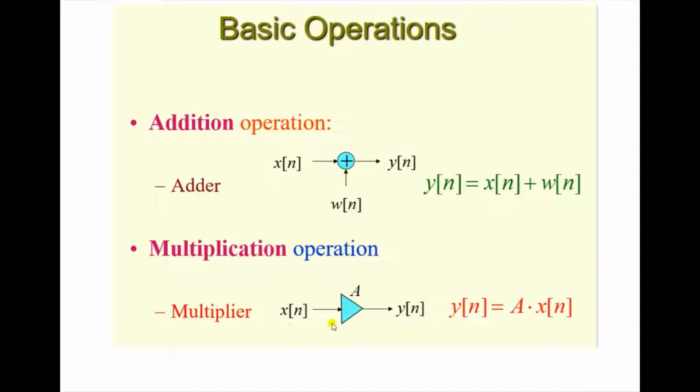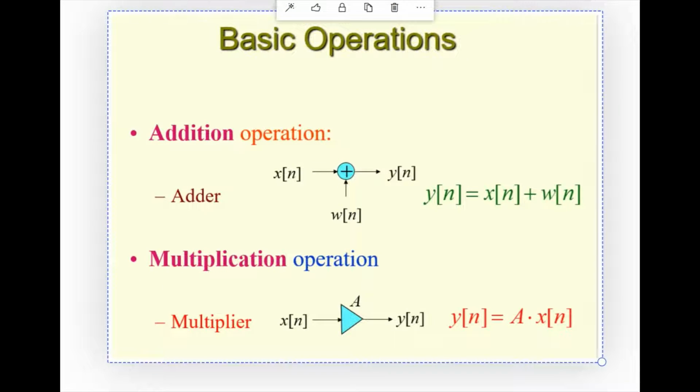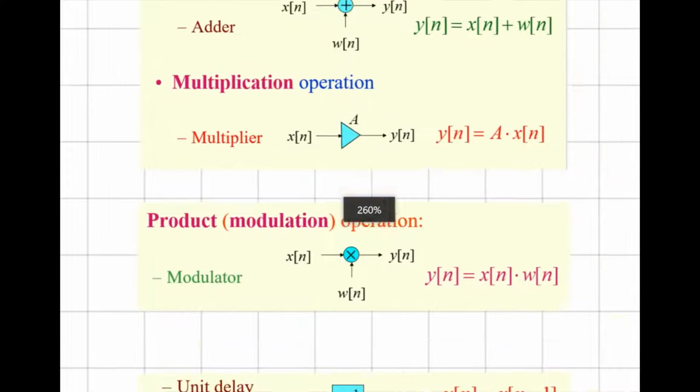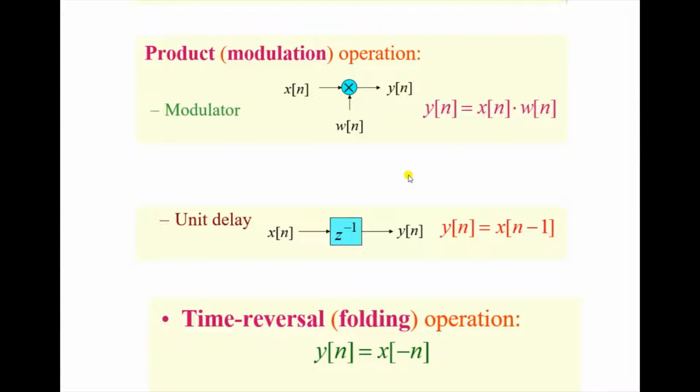The next operation is the multiplier. So when a sequence goes into a multiplier, it will multiply with the constant a, or whatever constant there is on the multiplier. Okay, so the next one is the product modulation. Product modulation basically is two sequences that are multiplied with each other. Then you come to the unit delay. Unit delay is when a sequence is delayed by one sample.